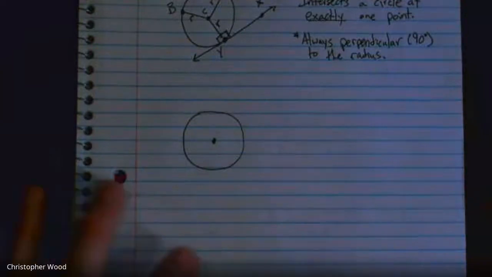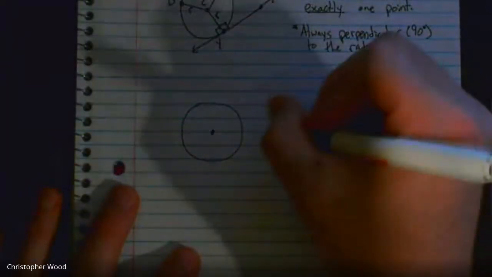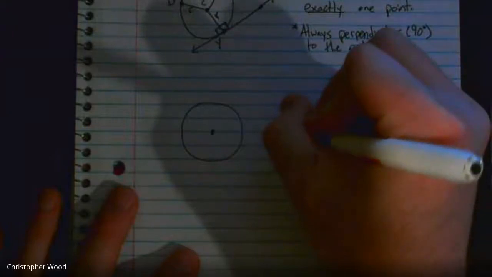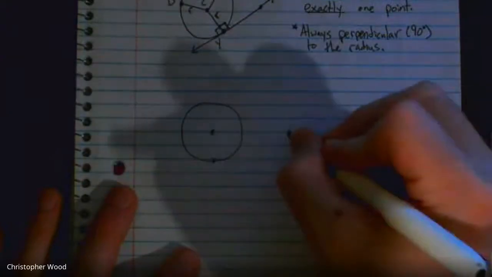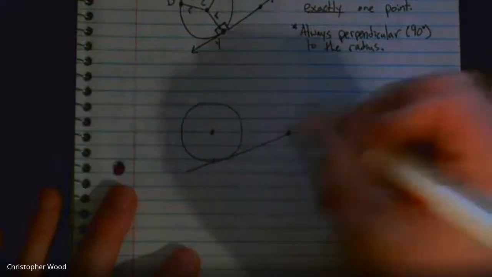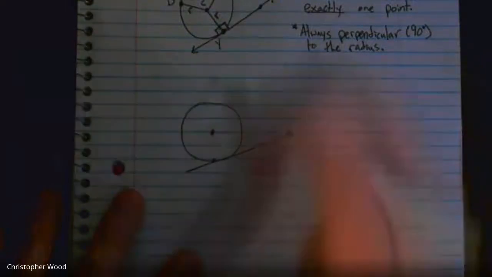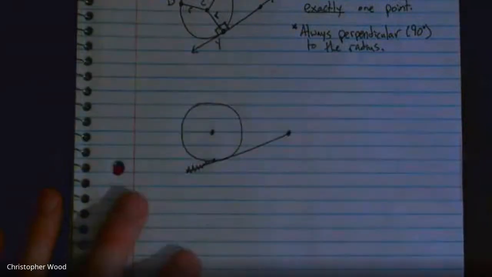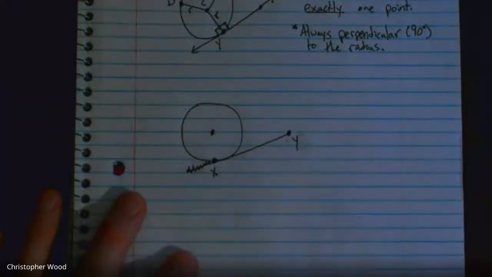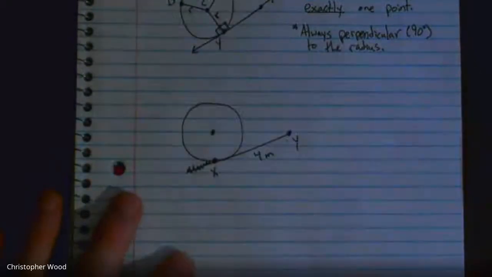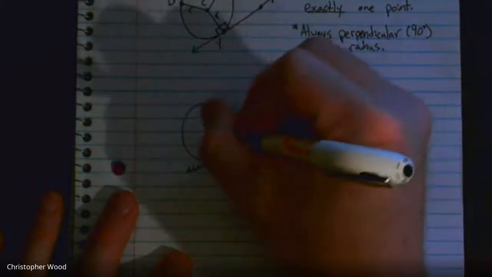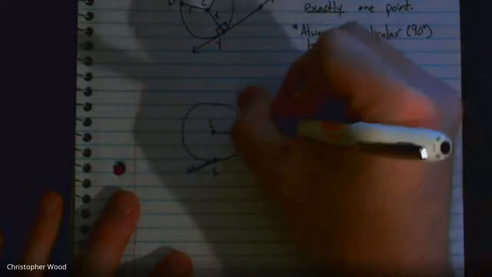So if I have a circle and I have a point out here, I create a tangent line. I'll call this X and Y again. If I know how long the distance from X to Y is, let's say that distance is 4 units, I'll call it 4 meters. And I also know how far it is from the center to Y. Let's call that 5 meters.